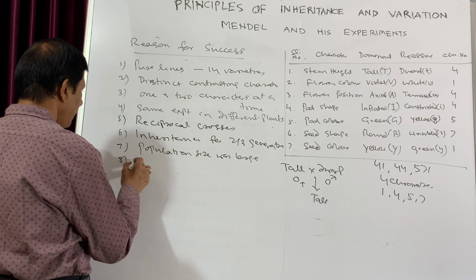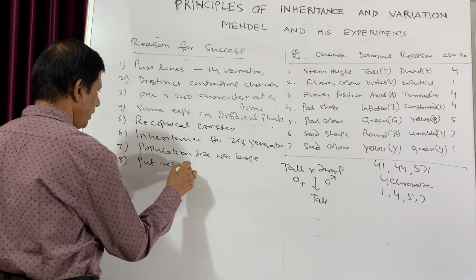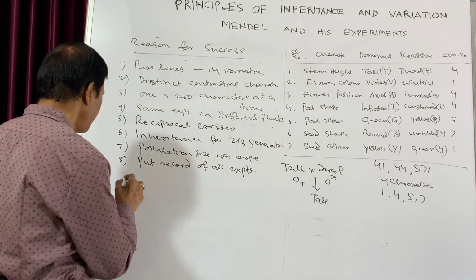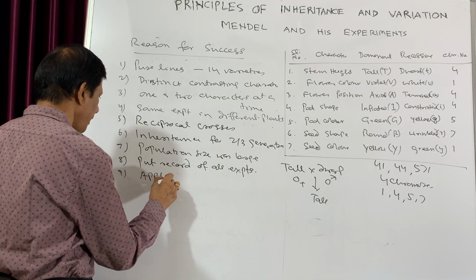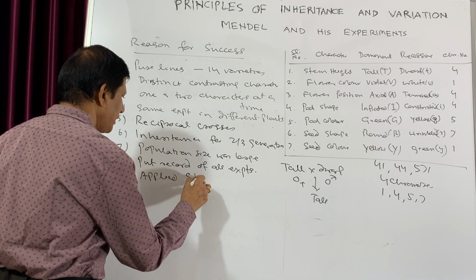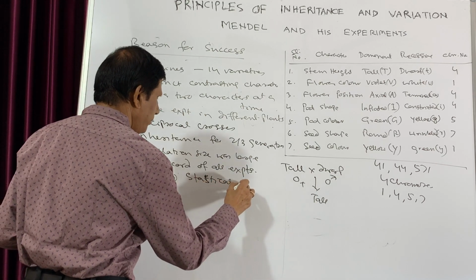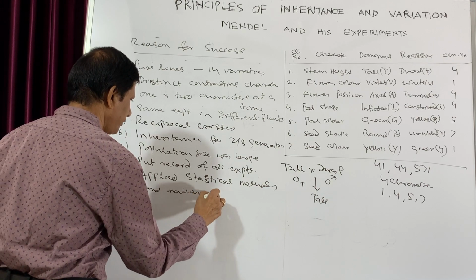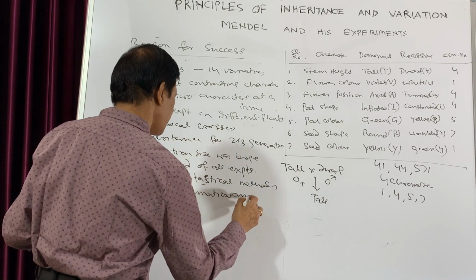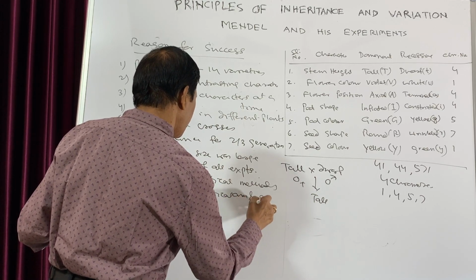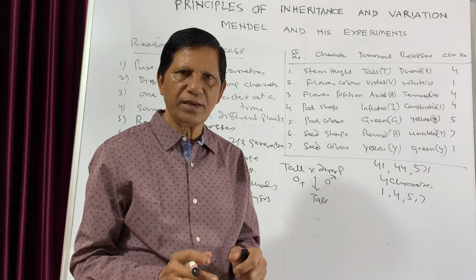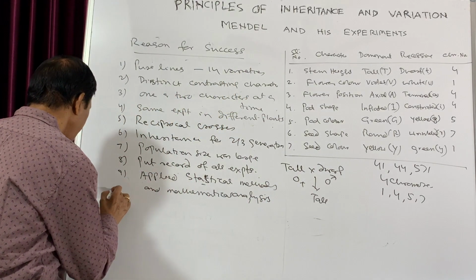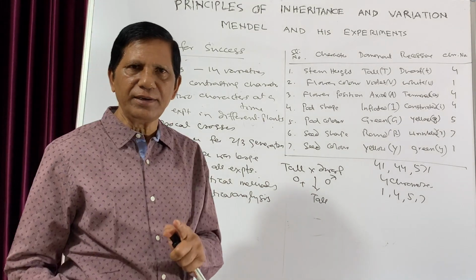Then he put record of all experiments. All experiments he put record and applied statistical methods and mathematical analysis. That means he applied mathematics, that is algebra, and the theory of probability from statistics. And the most important point is, we can tell that Mendel was lucky.